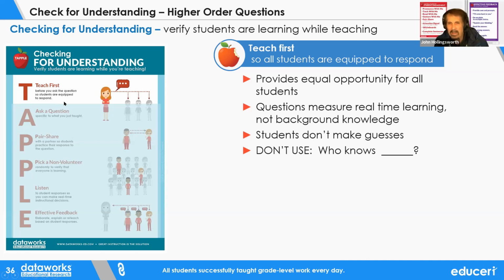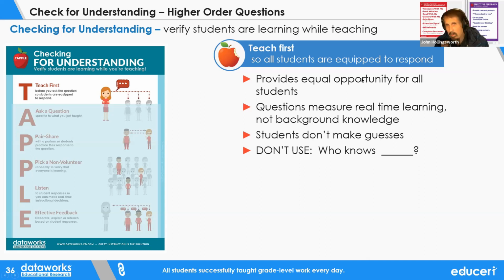Now, I don't know if you have this idea of providing equal opportunity for all students. That's one of our ideas. We want every student to be able to answer. And one reason they can do that is because we always teach first. And let's not start out with who knows. Today we will describe characters. Who knows what a character is? No, we're going to teach what a character is first, give the definitions, some examples, and then ask some questions about it. Okay, so this is equal opportunity.